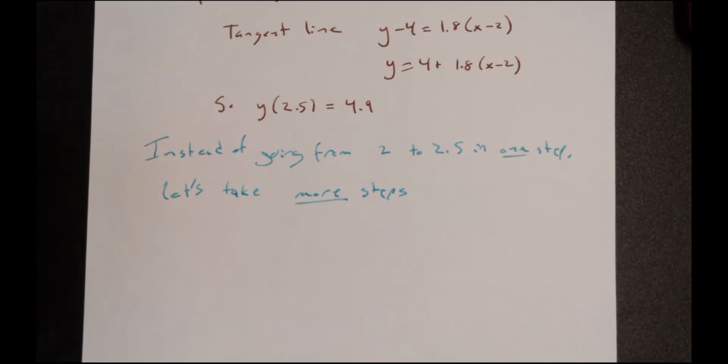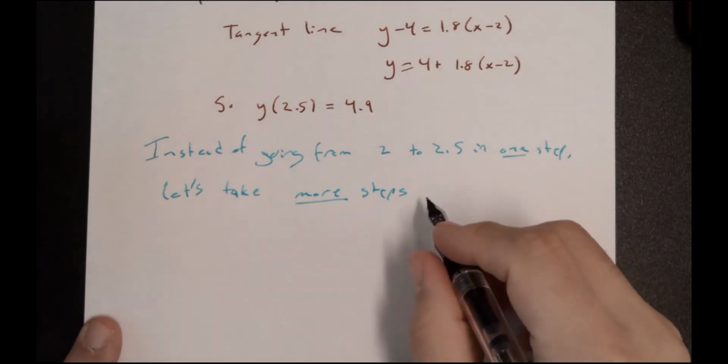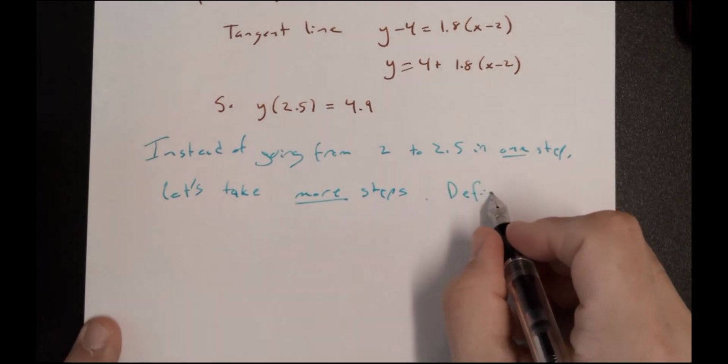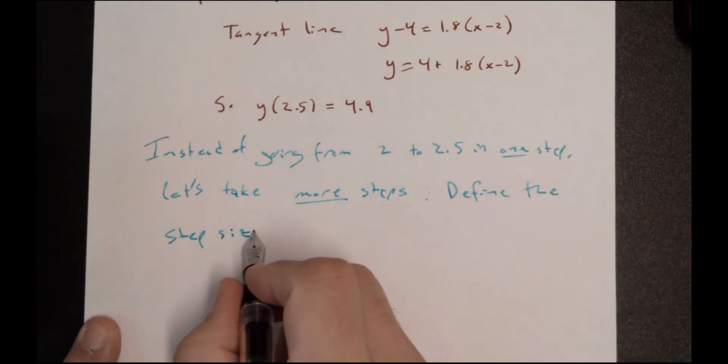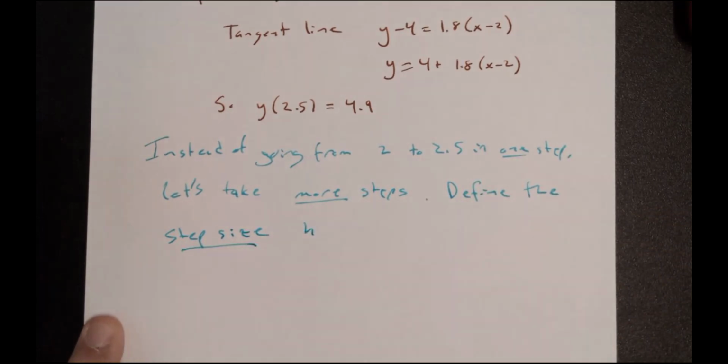Now, I could actually take as many steps as I want. I just have to tell you how big each step is. So I'm going to define the step size, call it h. From the point I'm starting at, I would get a slope. I would move over that far.